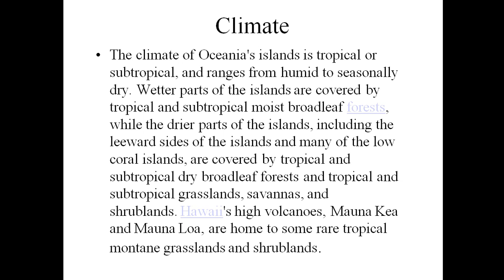In Hawaii Island, high volcanoes. In this region, there are two areas, that is Mauna Kea and Mauna Loa, home to some rare tropical mountain grasslands and shrublands.